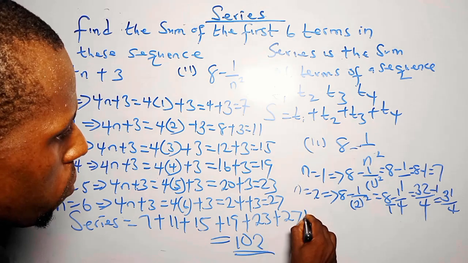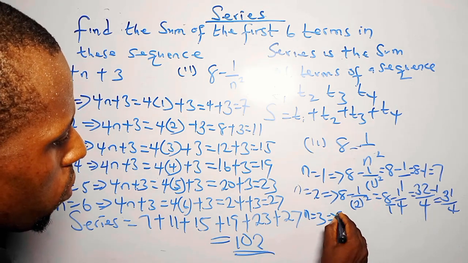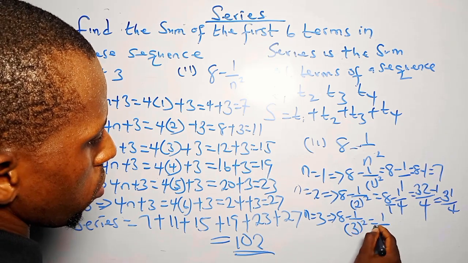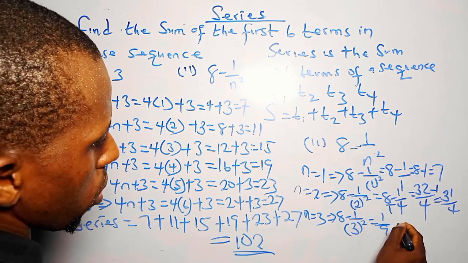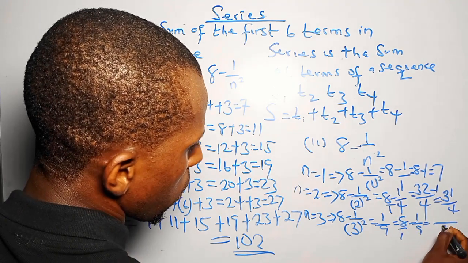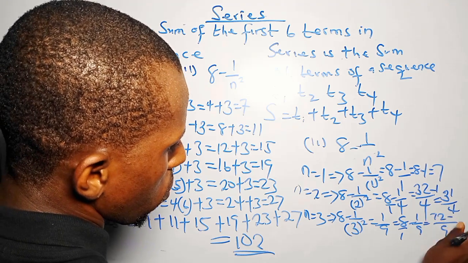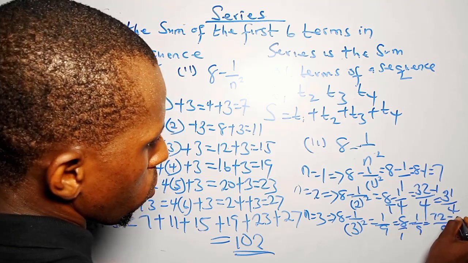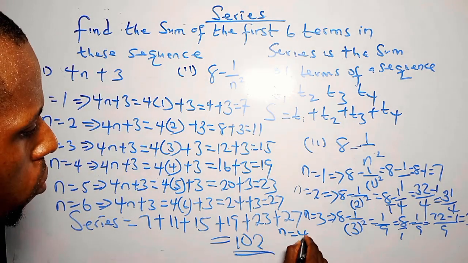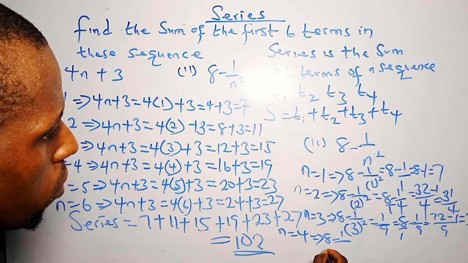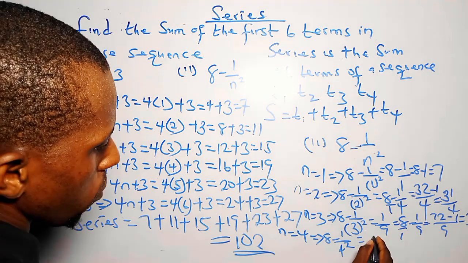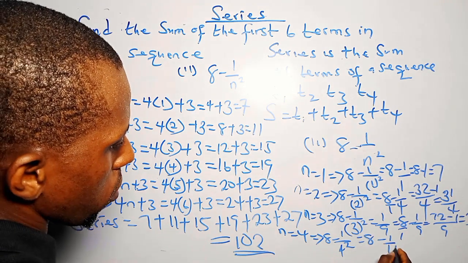When n is 3, we have 8 minus 1 divided by 3 squared. So here we have 1 divided by 9, so 8 minus 1 over 9. 8 is 72 over 9, minus 1 gives 71 over 9. When n is 4, we have 8 minus 1 over 4 squared, so 8 minus 1 over 16.